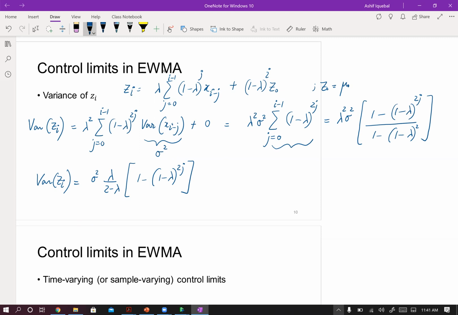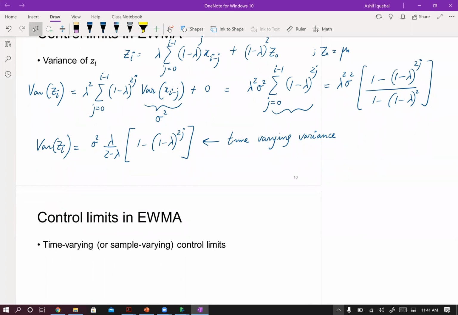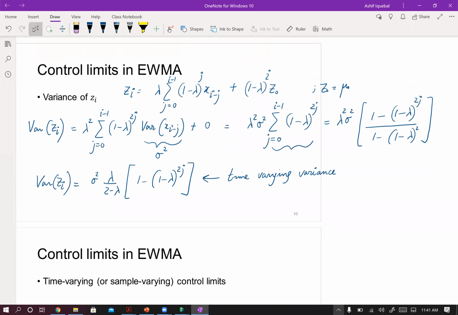Now in statistical literature, this is also called time varying variance. All right, it's called time varying variance. Now let's try to put limits on i. I think I made a mistake here. This should not be j, this will be i here. Let's correct this because we have taken the sum over j, right? So this will be i here. And similarly, this will be i here.